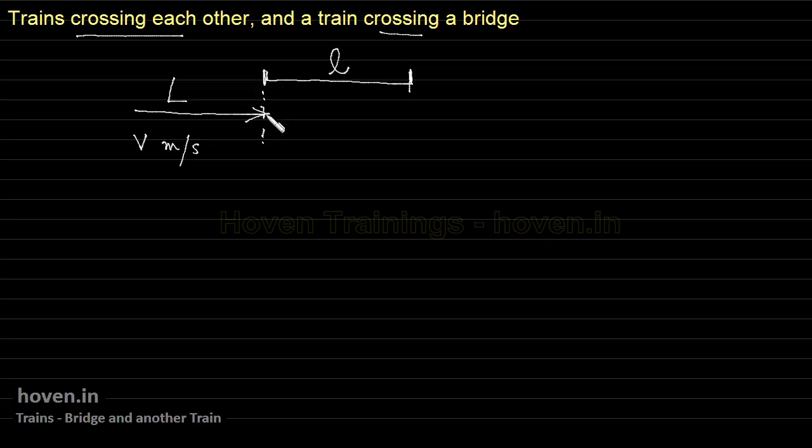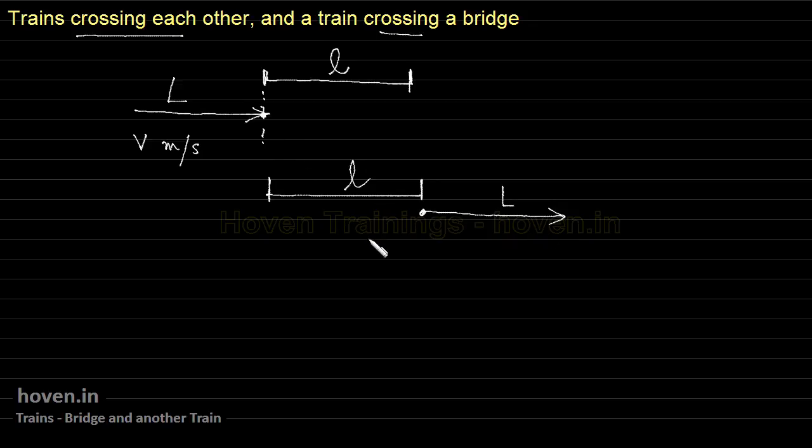If the train is positioned in this position, this head is touching this edge of the bridge, then our time counting starts. After some time, the position will be this. This will be the bridge of length L, and this will be the train length l, and its tail will be touching this end of the bridge. Our time counting will stop. So we will say that the train has crossed over the bridge. We have to find out the time taken by the train to cross this bridge.